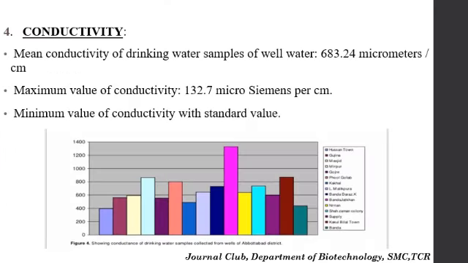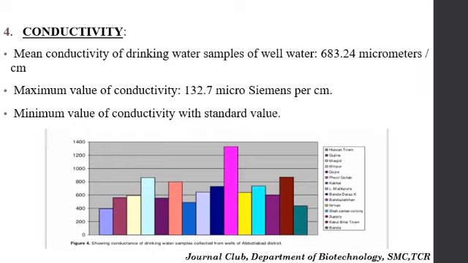Conductivity. In many cases, conductivity is linked directly to total dissolved solids. Conductivity of drinking water by WHO is 5 to 50 millisiemens per meter, or equal to 50 to 500 microsiemens per centimeter. Mean conductivity of drinking water sample of well water is 683.24 microsiemens per centimeter. Maximum value is 132.7 microsiemens per centimeter. Minimum value is 395 micrometer per second.